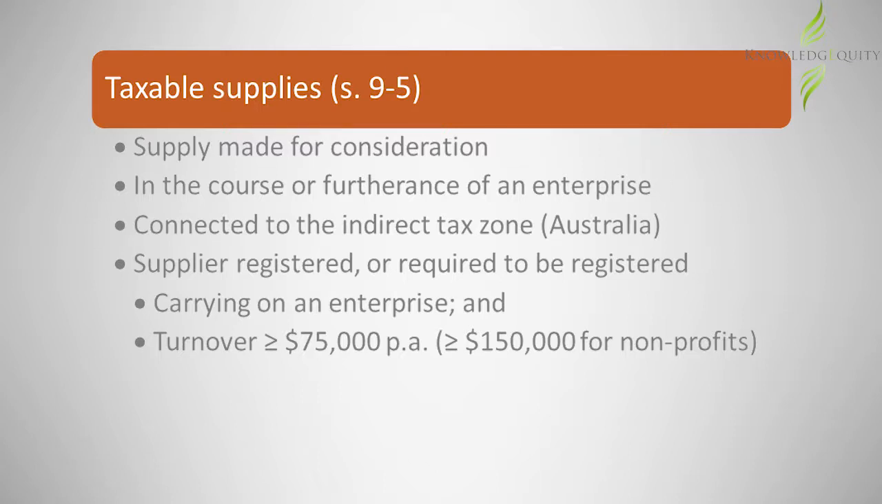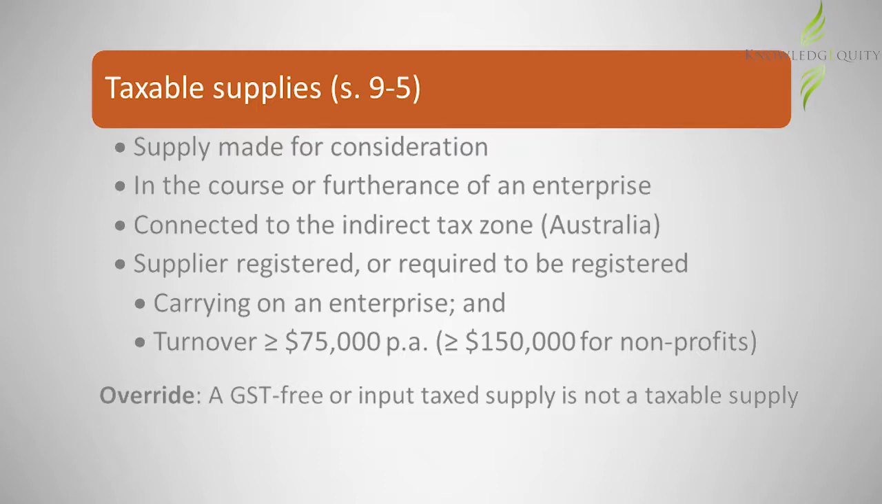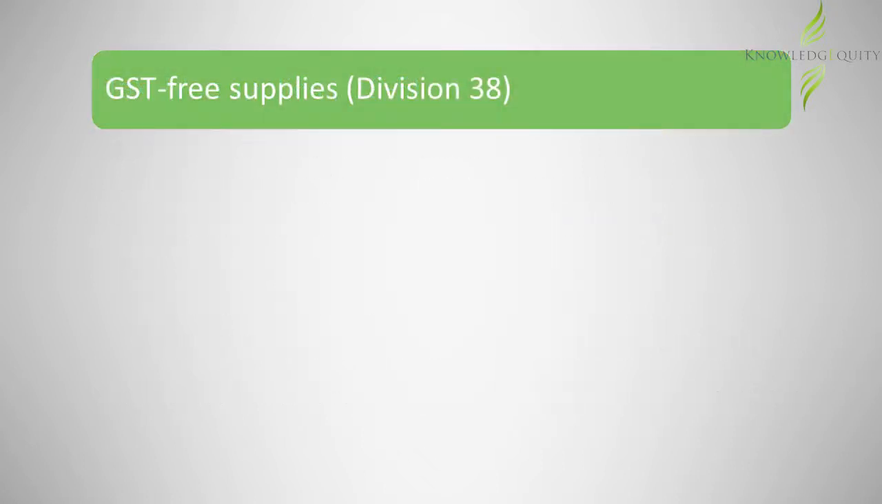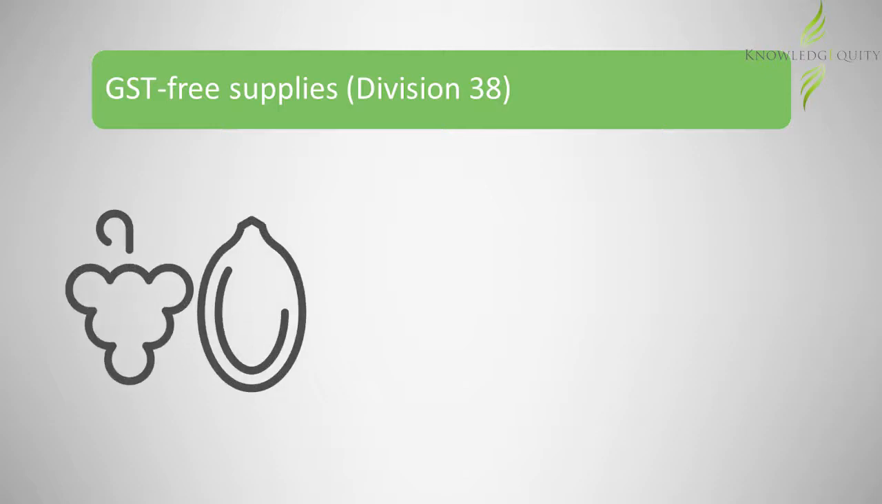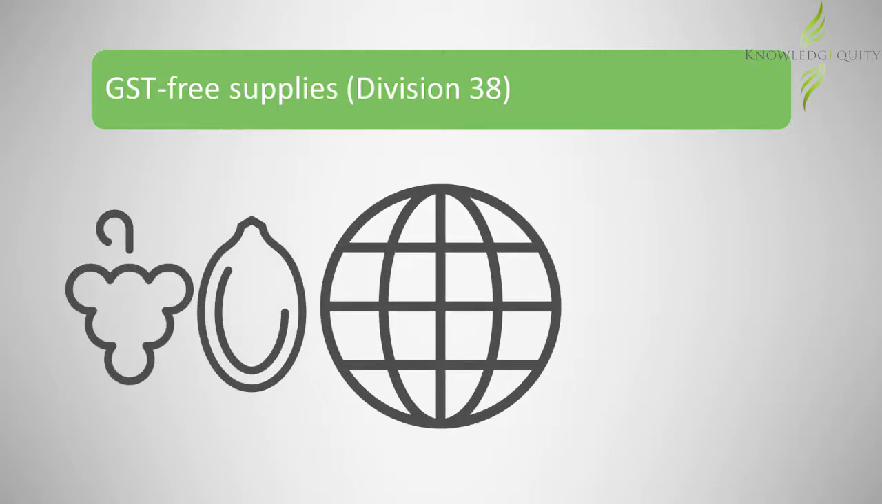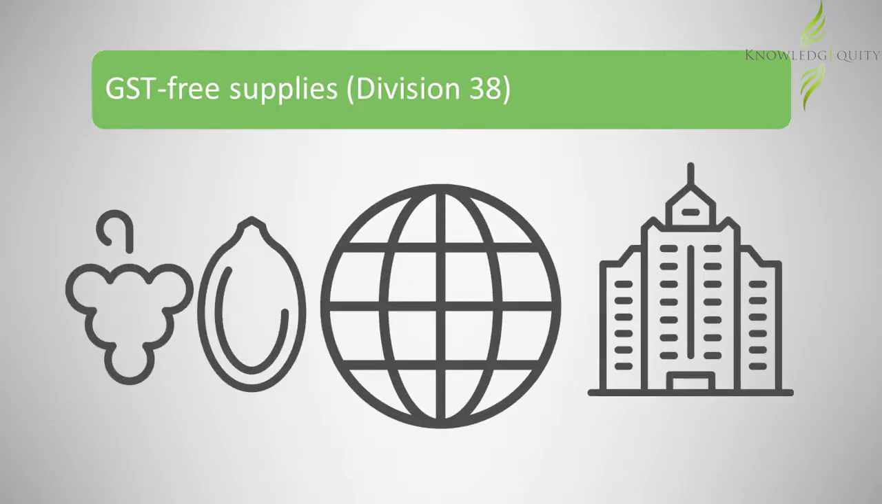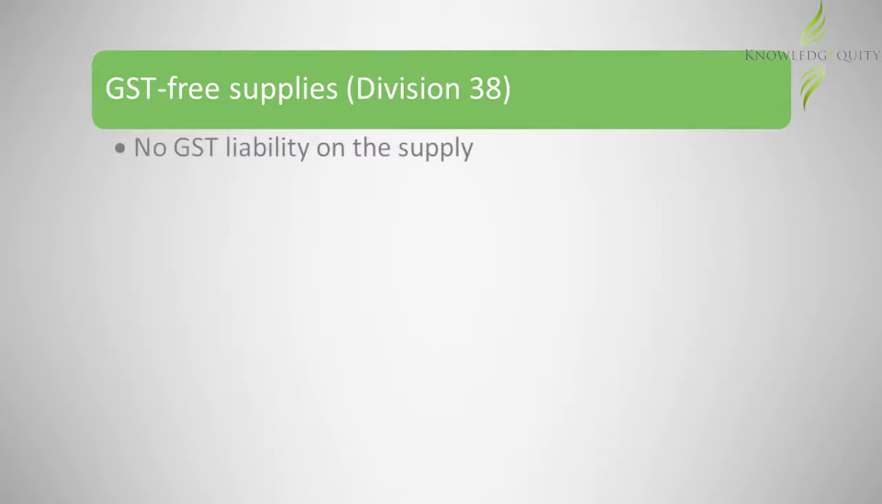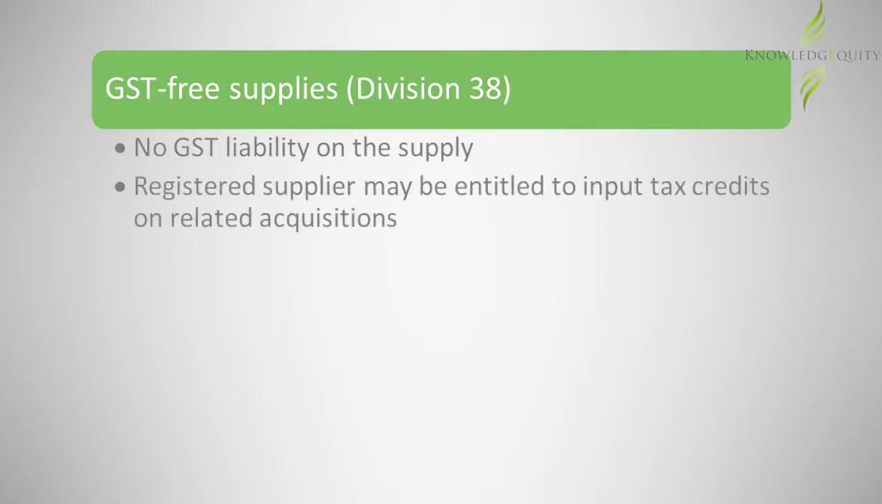However, there is an override where certain supplies are deemed to be GST-free or input taxed and are therefore not taxable supplies. GST-free supplies include things like the sale of fresh food, exports of goods, and the supply of a going concern enterprise. For GST-free supplies, no GST liability arises on the supply, but a registered supplier may be entitled to an input tax credit on acquisitions used to make the supply.